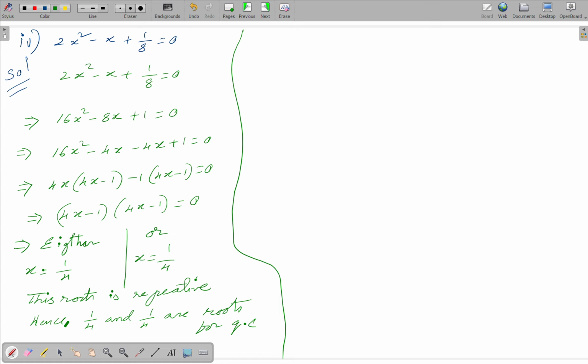Now the next question, question number 5: 100x square minus 20x plus 1 is equal to 0.